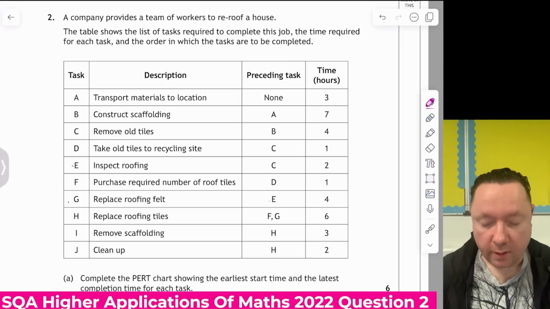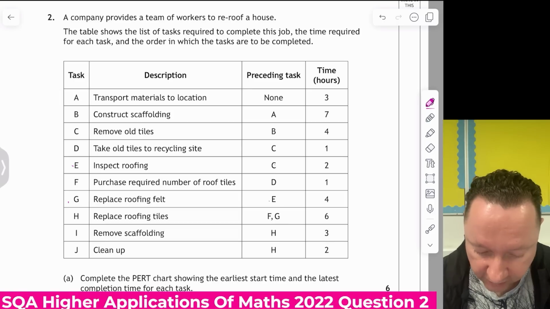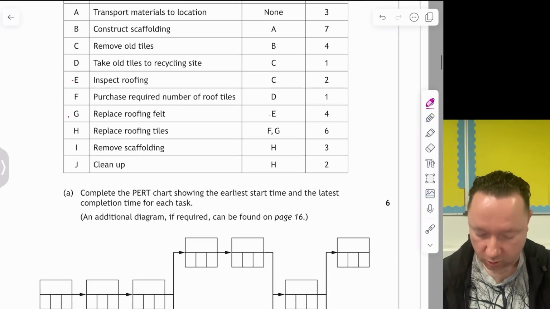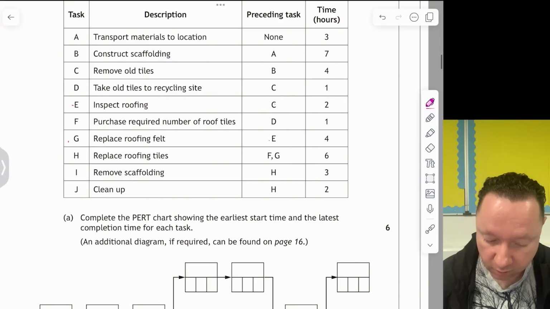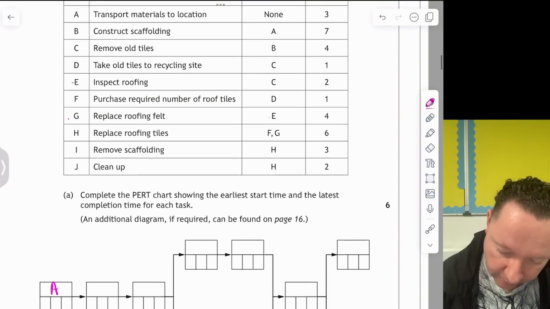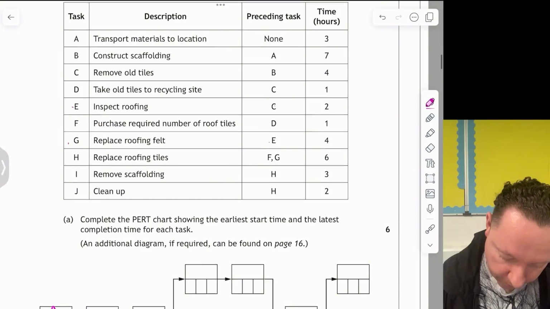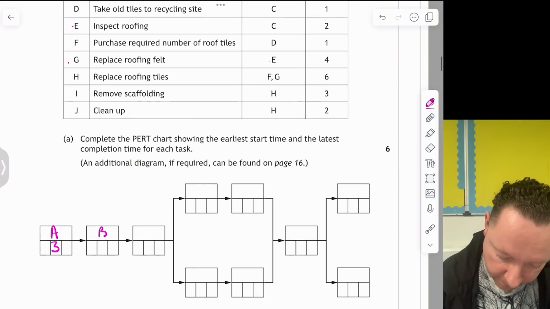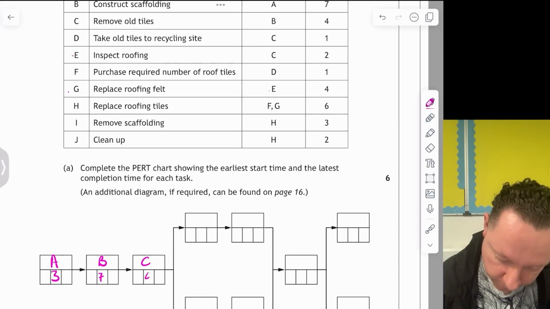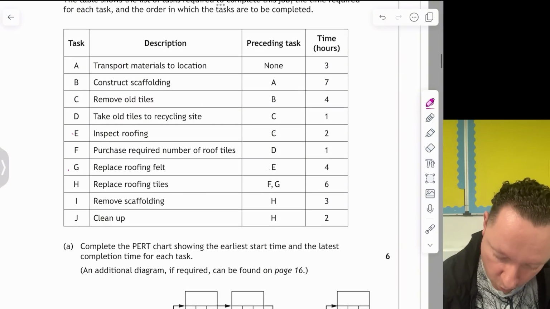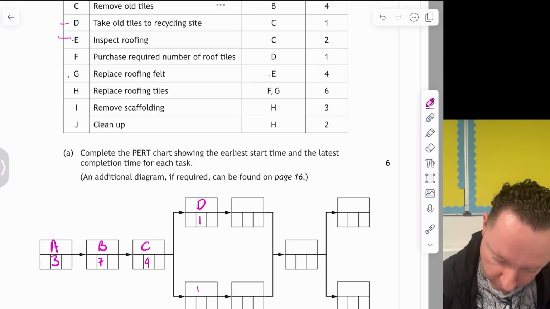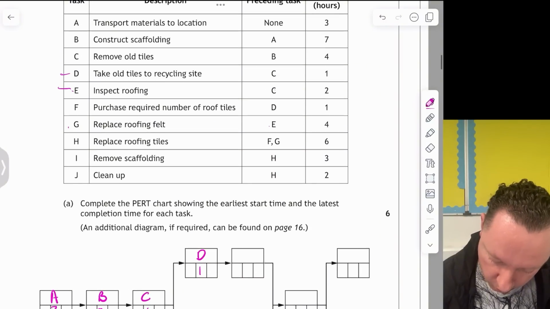If we have Application Maths 2022 question 2, company provides a team of roofers to re-roof a house, and we've got this table and we have to complete a Pert chart. So let's jump into the Pert chart. We fill in the middle numbers first and the tasks. So the first task is A, and that lasts for 3. Second task is B for 7. The third task is C for 4. And then it goes D and E for 1 and 2.